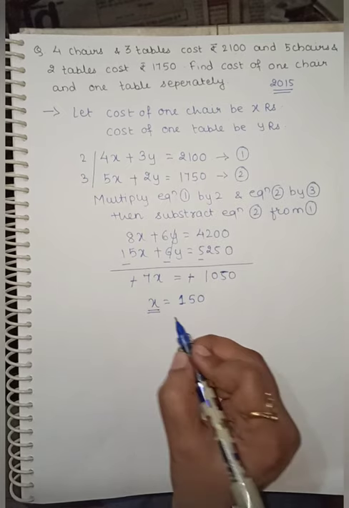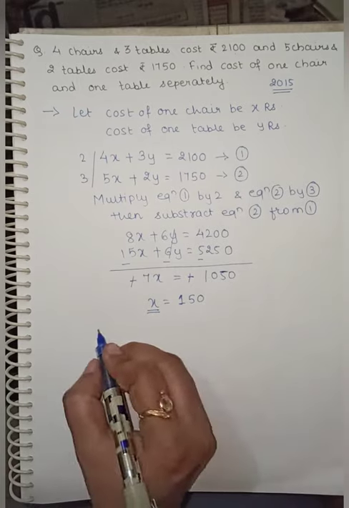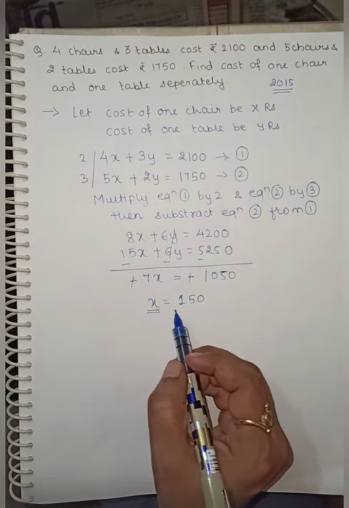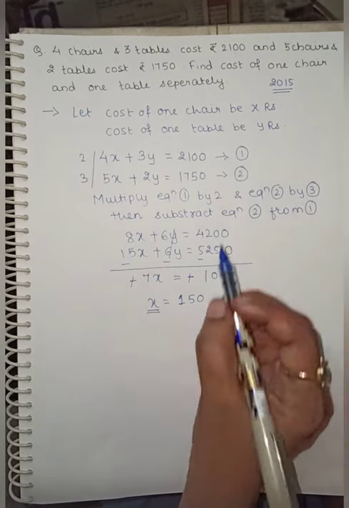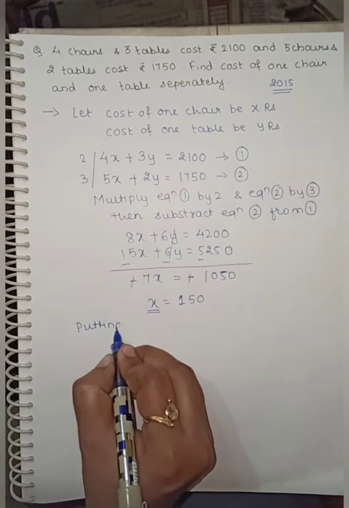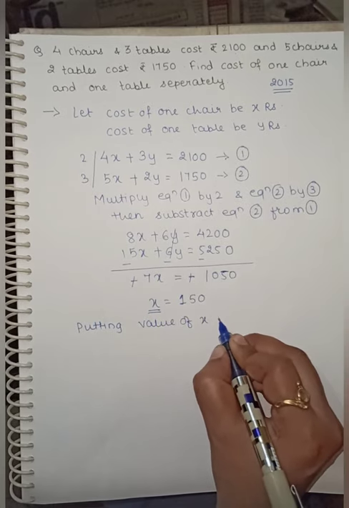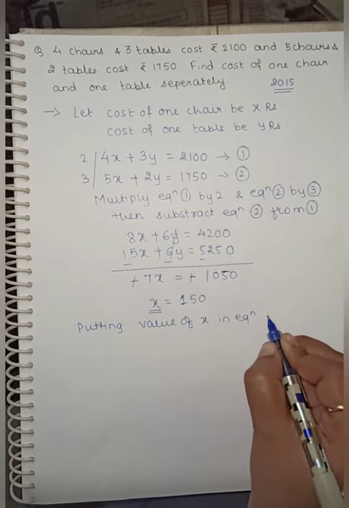Now what is your x? This is the cost of per chair or one chair. Now let us find the value of y also. Putting the value of x in equation 1, you can put it in any equation. So putting value of x in equation 1.